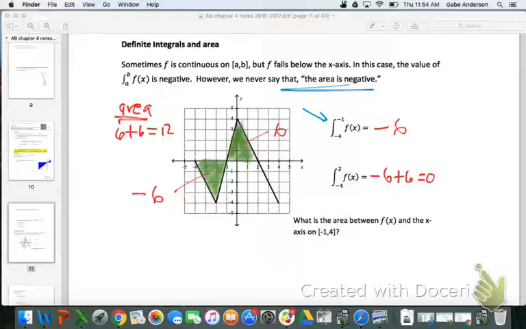Let's go ahead and take a look at that last little question at the bottom there. It says, what is the area between f of x and the x-axis on -1 to 4? So that would be from here over to here. So see if you guys can figure out the area on that interval.